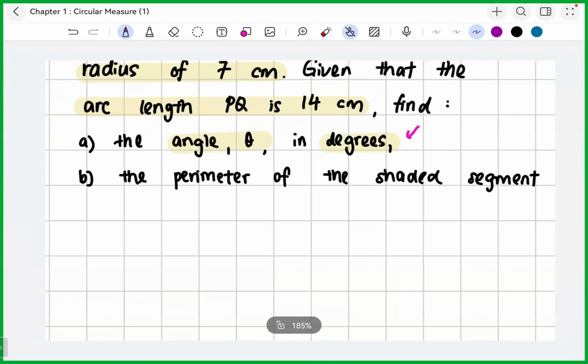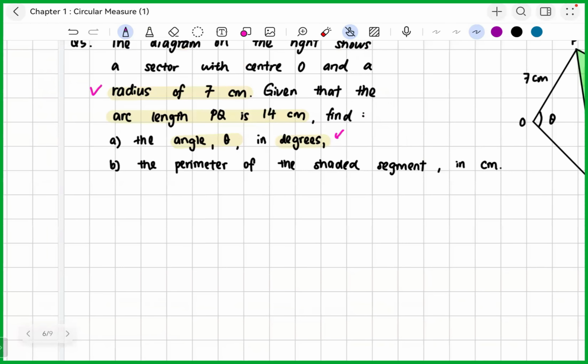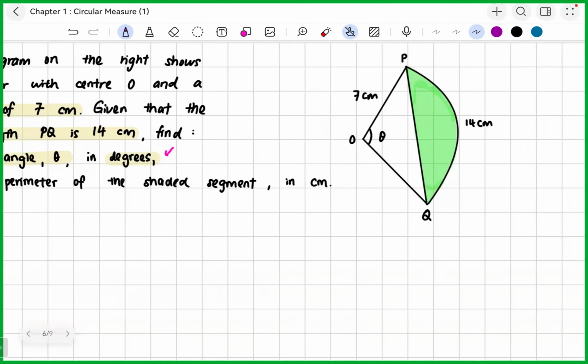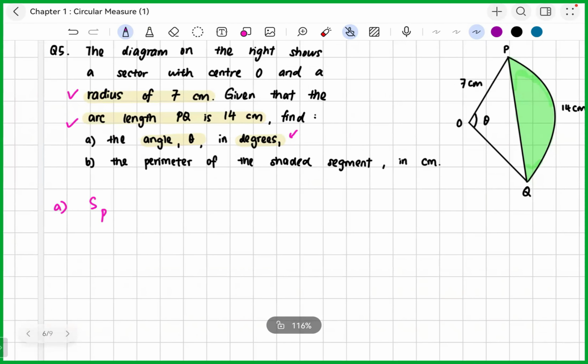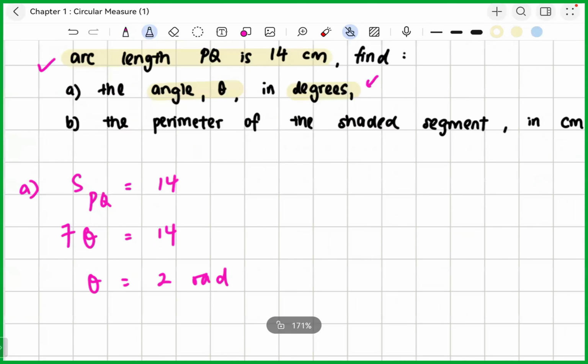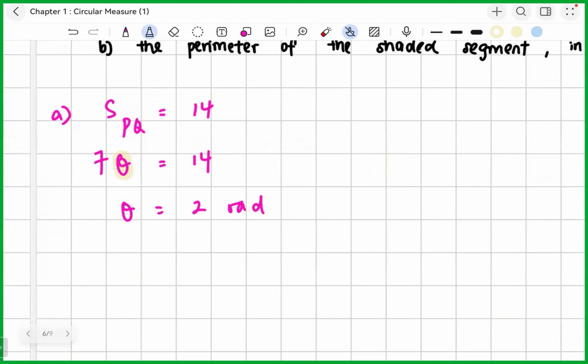Now, in degrees. First thing first, they provide us the radius and also the arc length information. So arc length PQ is here, 14 cm, radius is 7, and the angle is unknown. So you just put it as theta, so theta equals 14 over 7, which means 2 rad. Please remember, if you use the formula S equals r theta, the theta inside is in radian unit. So the answer you get must be in radian unit.